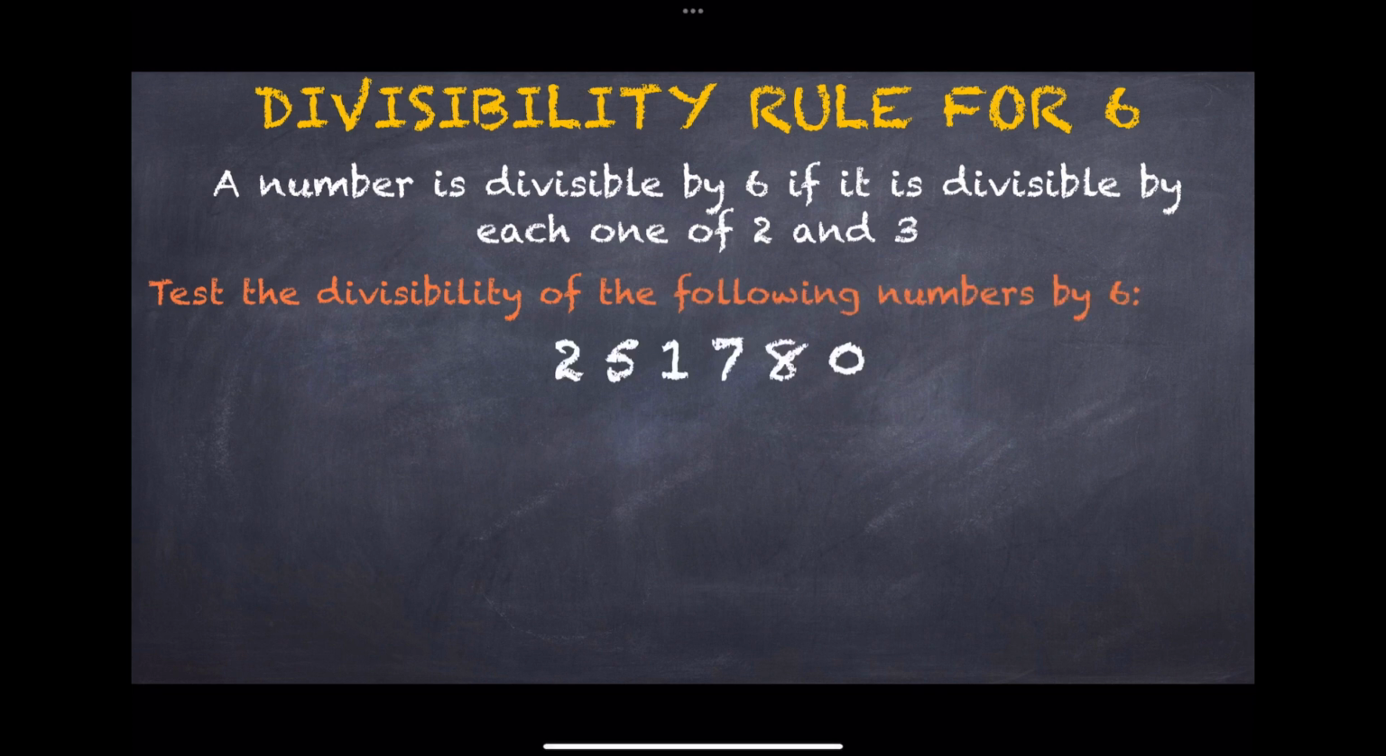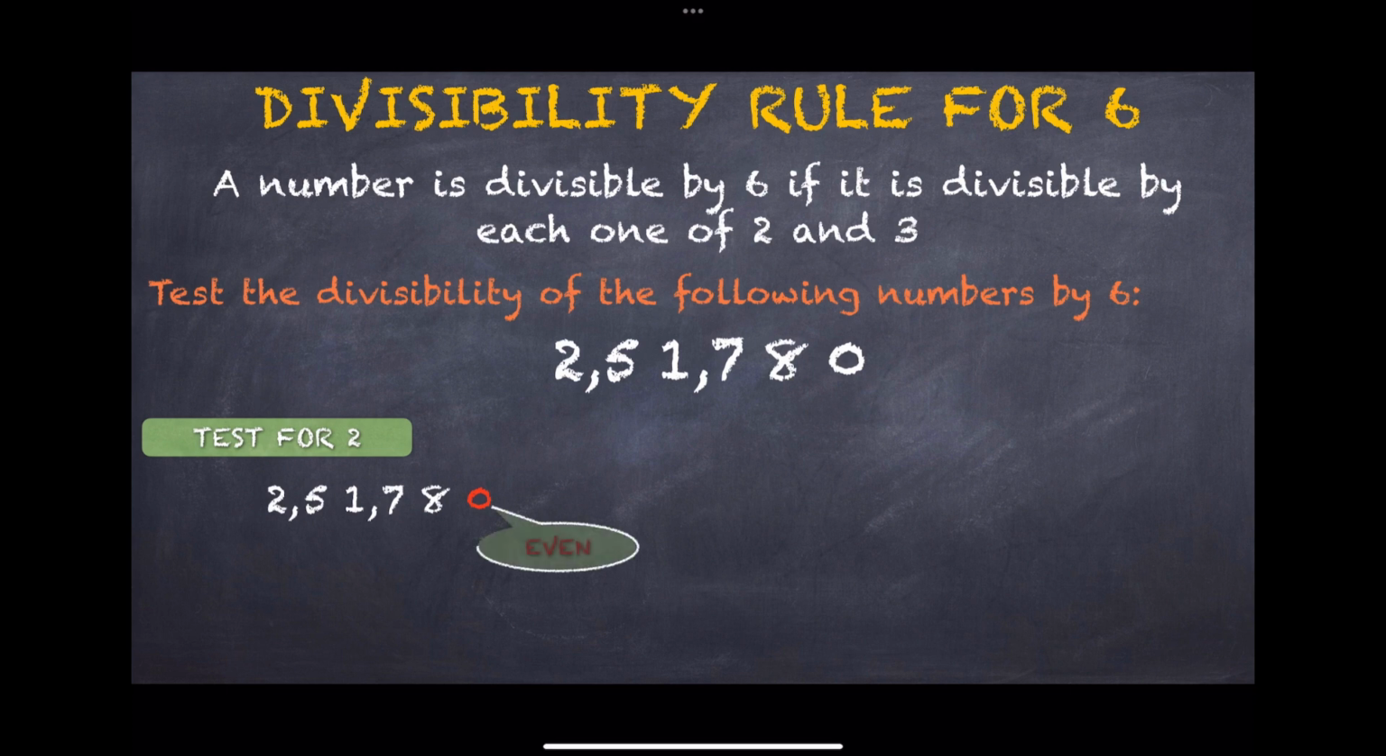We have 251,780, which is 2,51,780. First, let us check whether the number is divisible by 2. We see that the number is ending with an even digit, which is 0. So, 2,51,780 is divisible by 2.